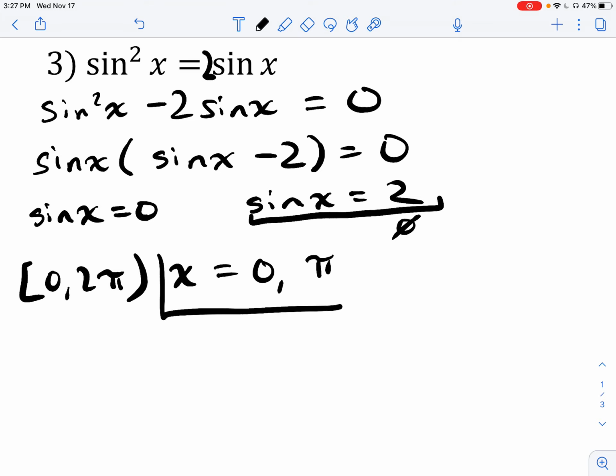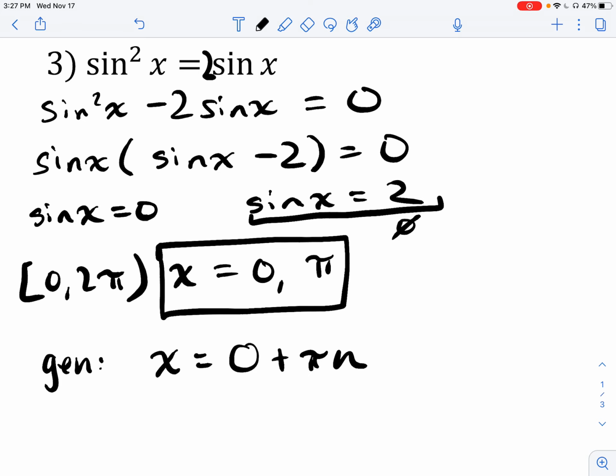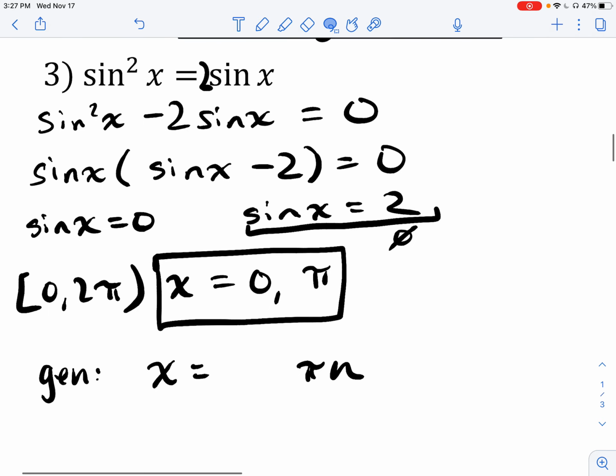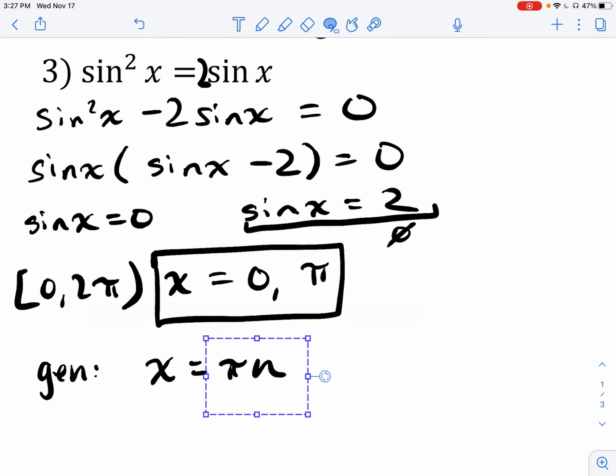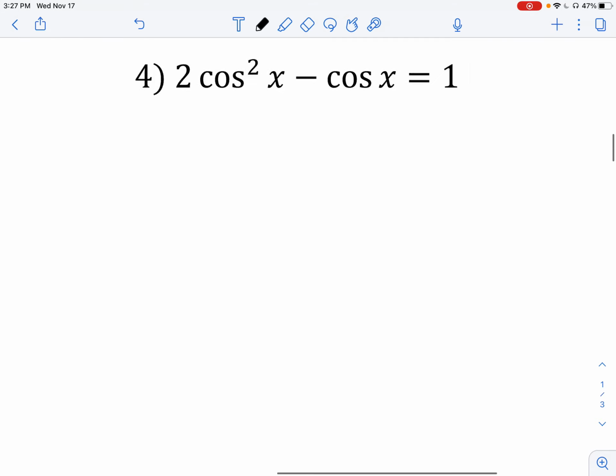So what are my general solutions then? I would say that in general, my solutions are x is equal to 0 plus pi n, which I could just simplify really easily to just pi n. Okay, so we'll put that there. Oh, I should box this. All right, let's do one more.